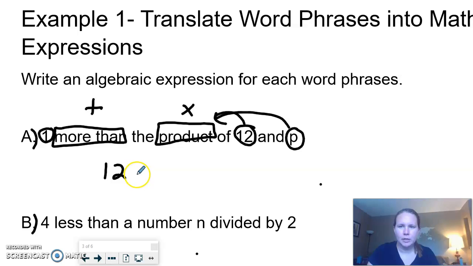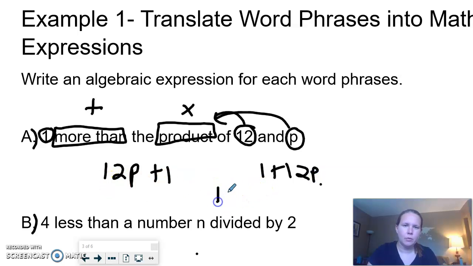We can write it as multiplication with a dot or that X, but in this case, for most of algebra, you just put them right next to each other and that shows a multiplication. So 12 times p, more than, and I add in the 1. It's okay if you wrote 1 plus 12p. That would be the same thing.